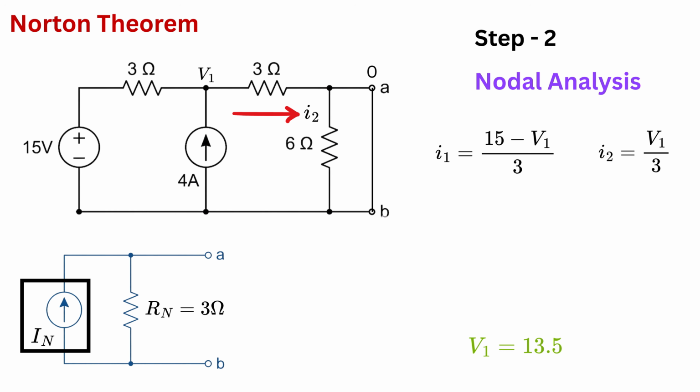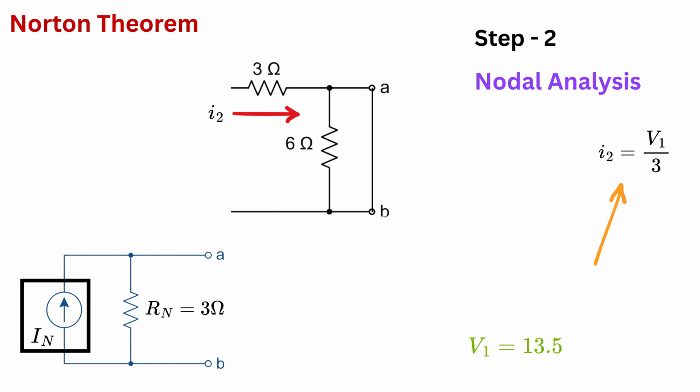Our main goal in step 2 is to find IN. This is the current flowing through the right side 3 ohm resistor into the short circuit. No current will flow through this 6 ohm resistor. All the current from the 3 ohm will go through this short circuit wire. This is because that path has zero resistance, so all the current will naturally prefer this path. Because of this, no current flows through the 6 ohm resistor, and all the current goes through AB.